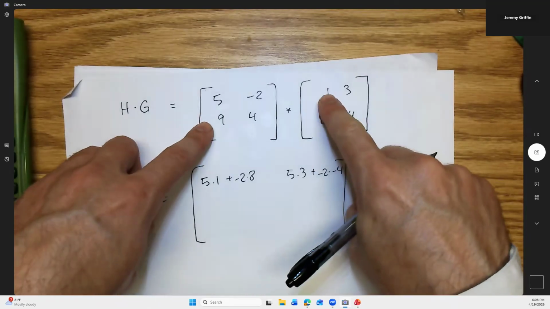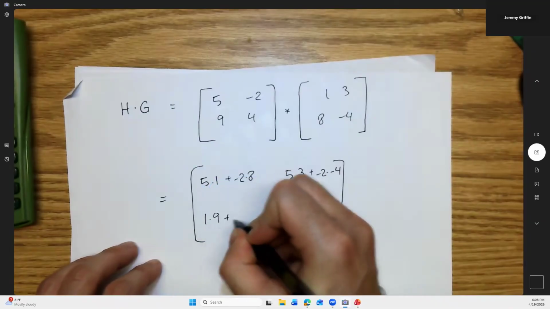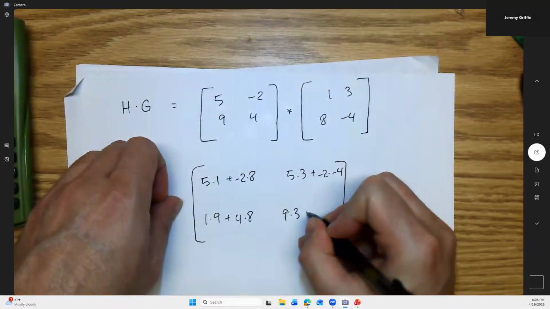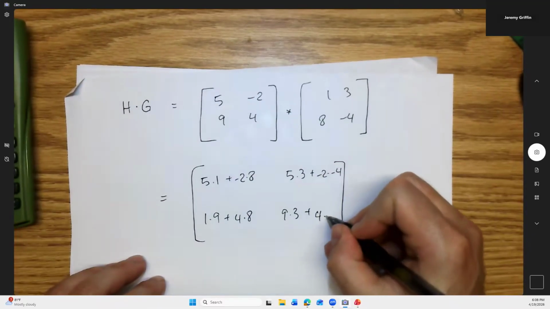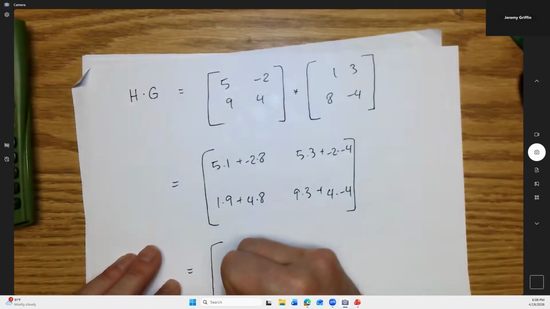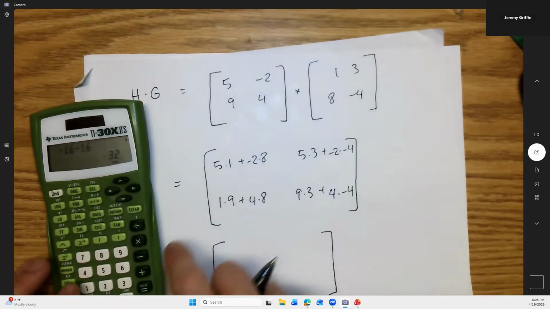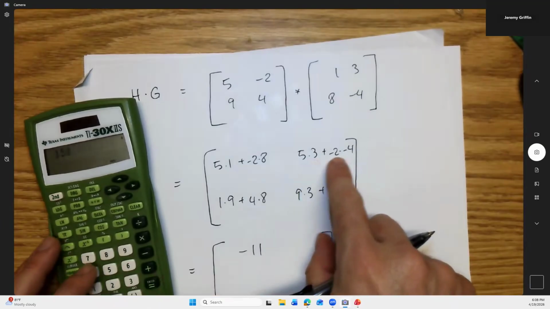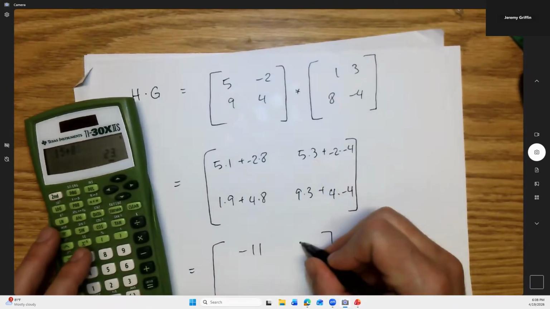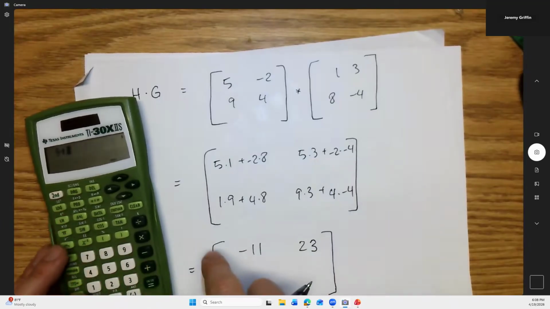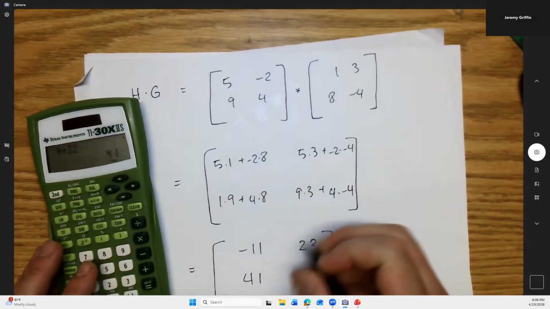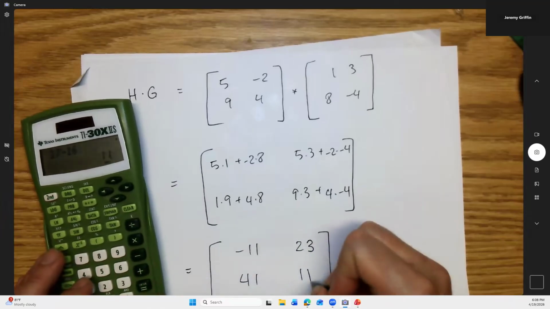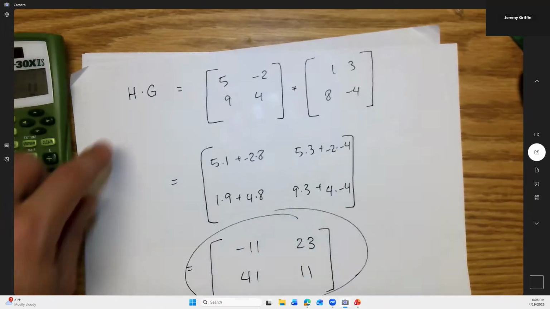And down here, got 1, 9, and 4, 8: 1 times 9 plus 4 times 8. And finally, got 9 times 3 plus 4 times negative 4. All right, so let's clean all that up. I got 5 minus 16 is negative 11 here. You got 15. Now two negatives cancel, so you just say plus 8 gives me 23. 9 plus 32 is 41. And 27 minus 16 is 11. So that right there is HG.